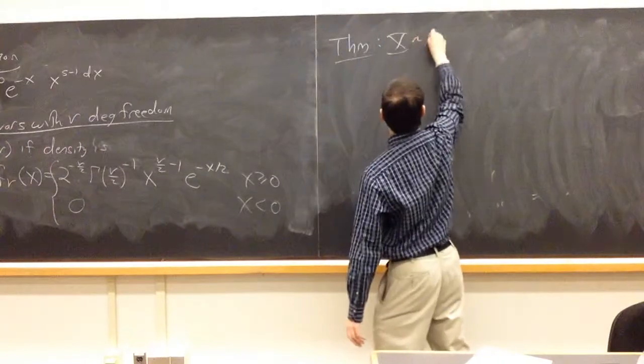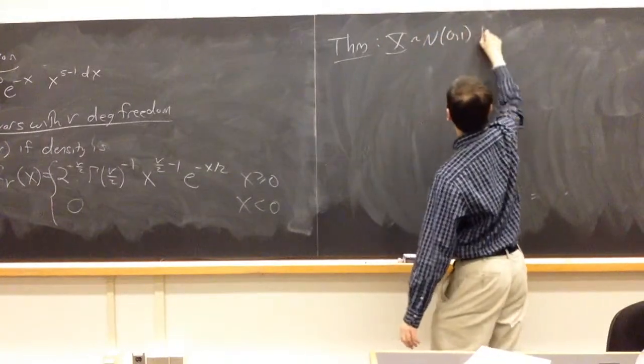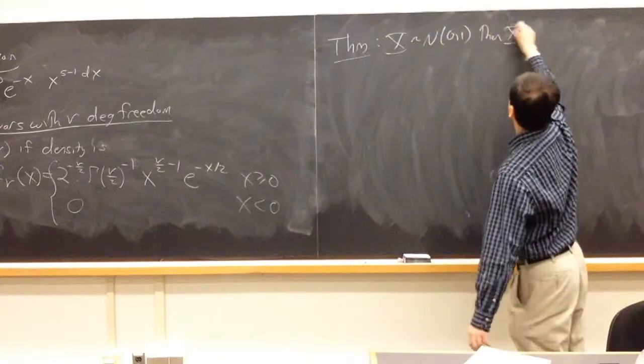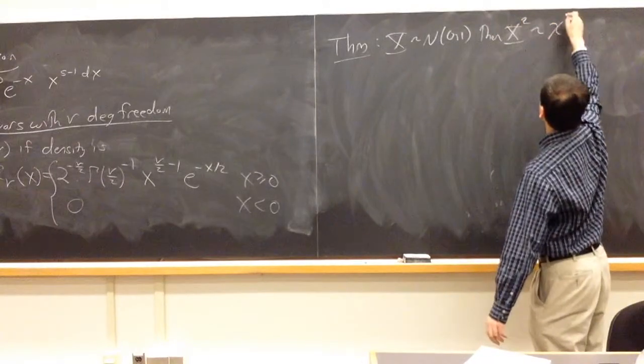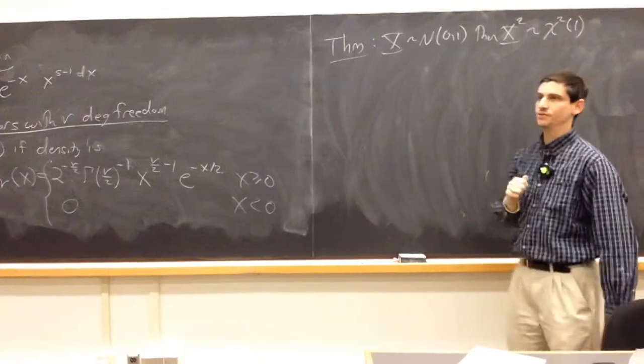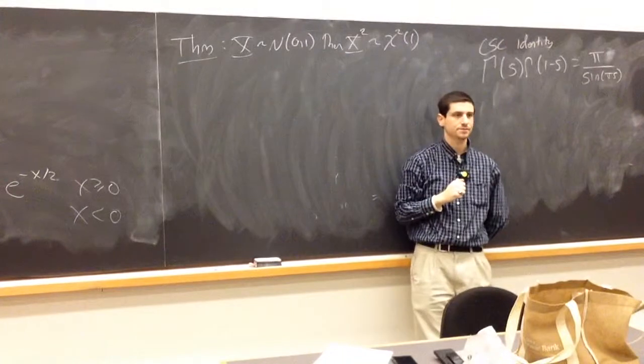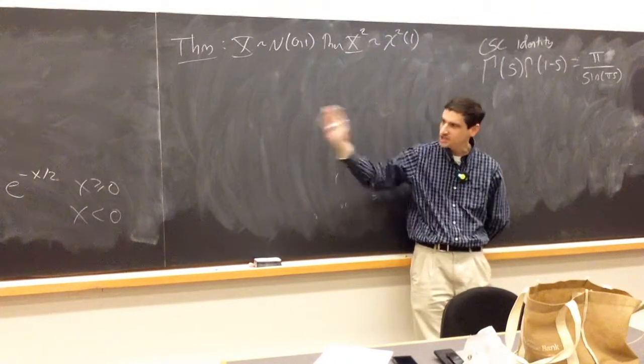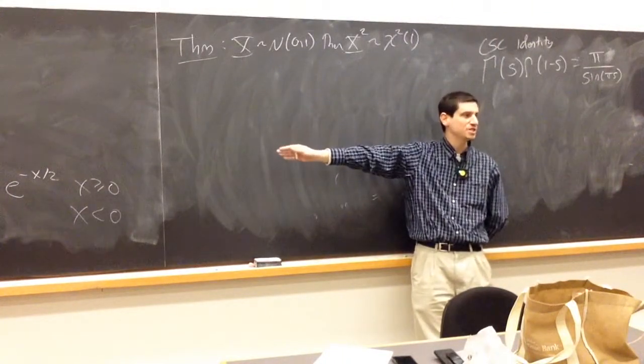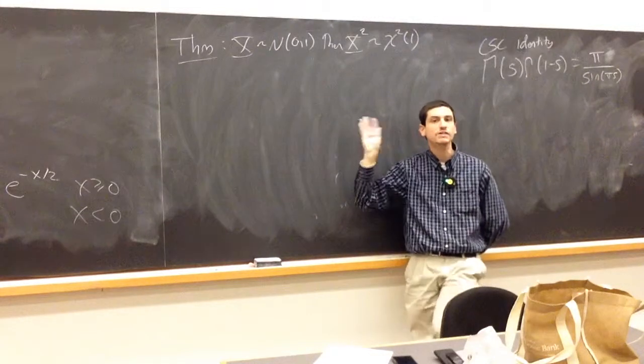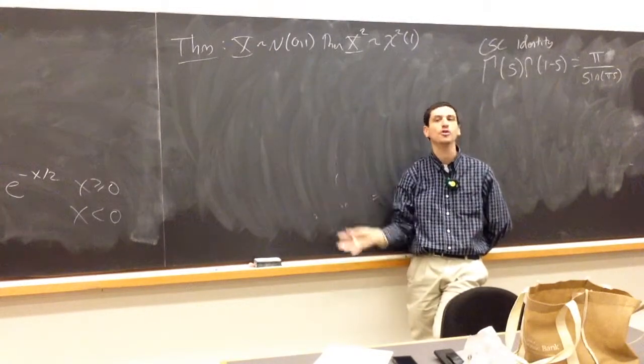If x is normal with mean 0 and variance 1, then x squared is a chi-squared random variable with 1 degree of freedom. Okay, that's a really good reason to use this as the definition. Squaring normal random variables will occur all the time.